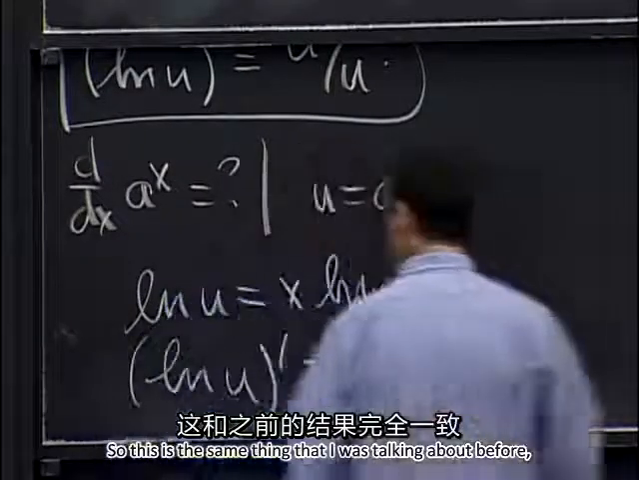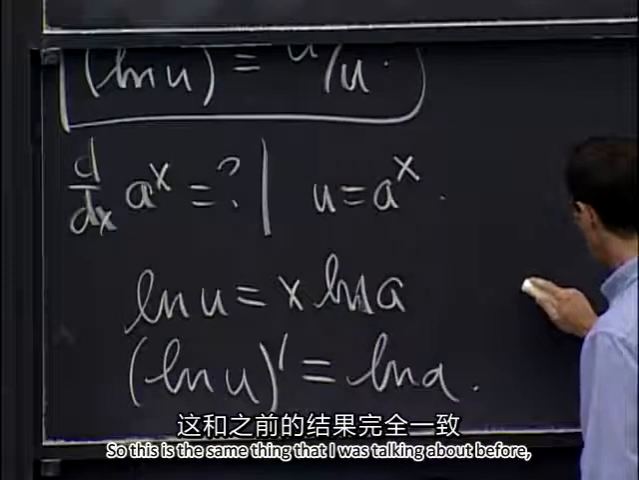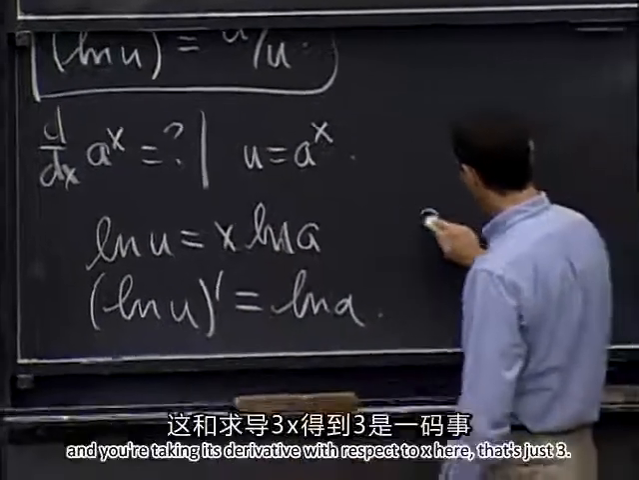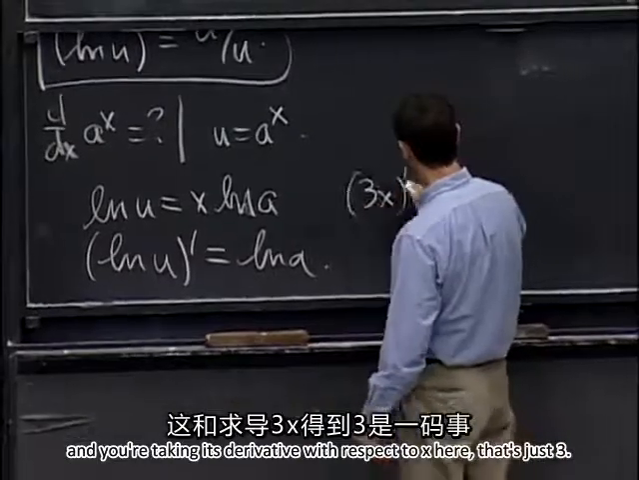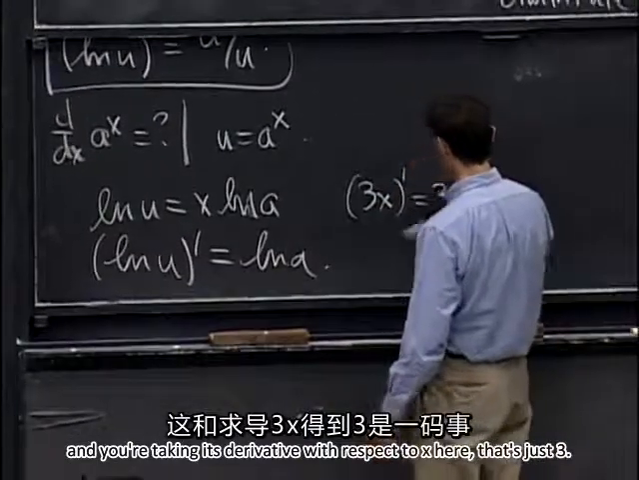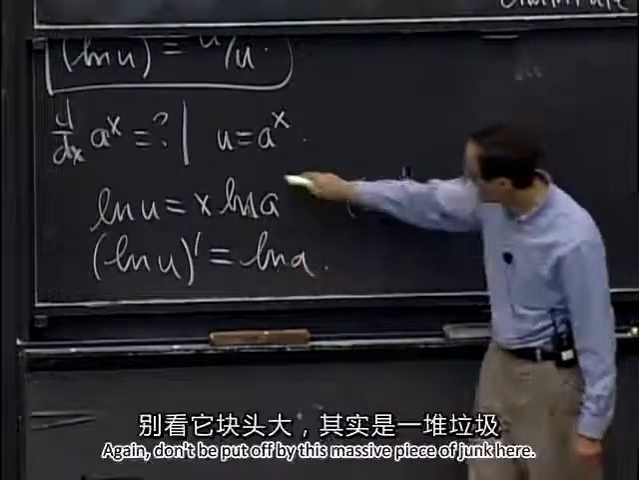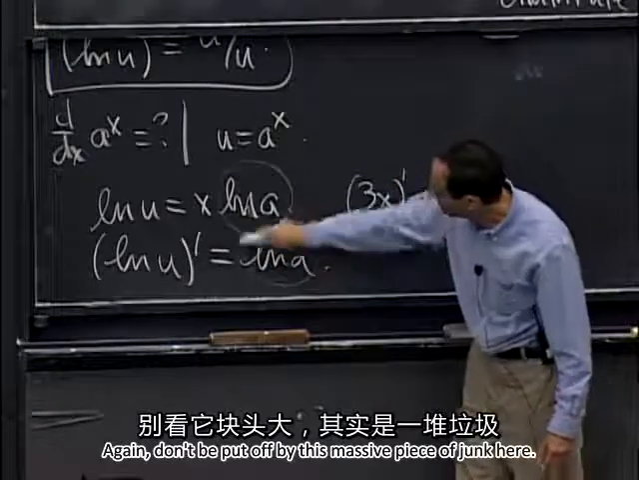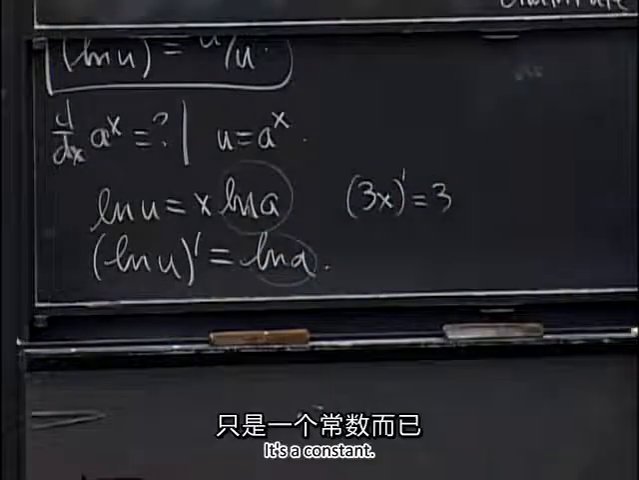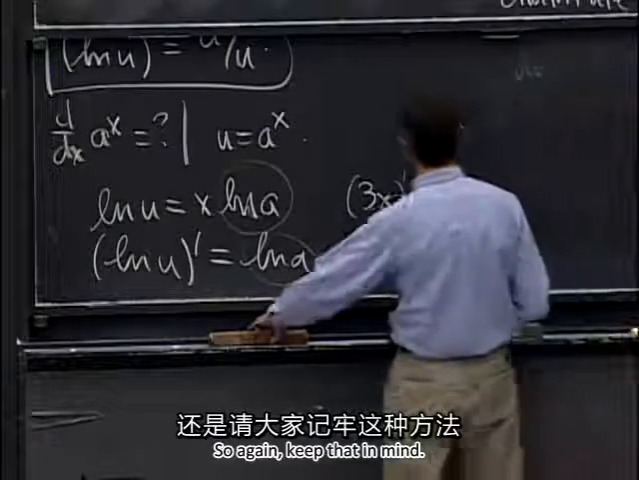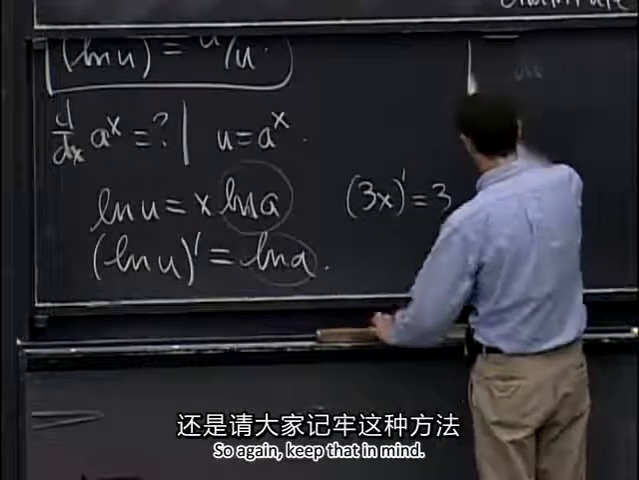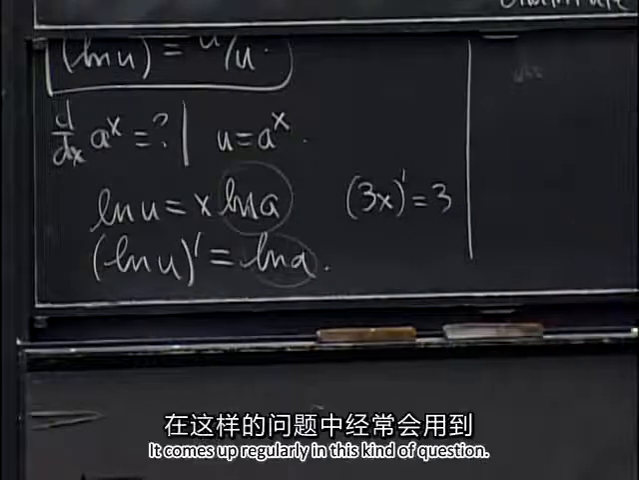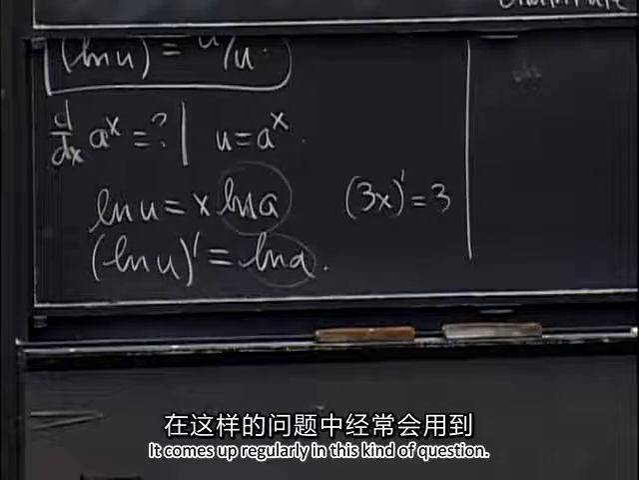So this is that same thing that I was talking about before, which is if you've got 3x and you're taking its derivative with respect to x here, that's just 3. That's the kind of thing you have here. Again, don't be put off by this massive piece of junk here. It's a constant. All right, so again, keep that in mind. It comes up regularly in this kind of question.